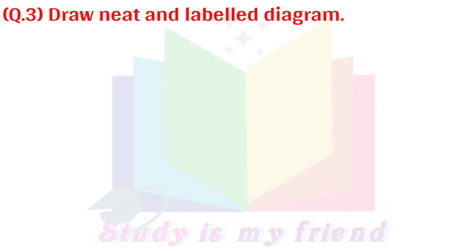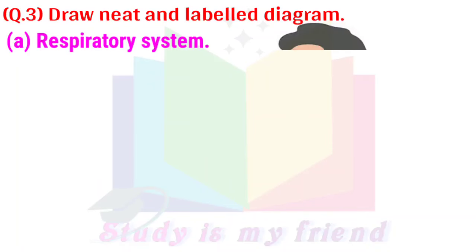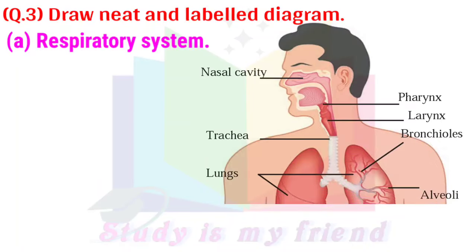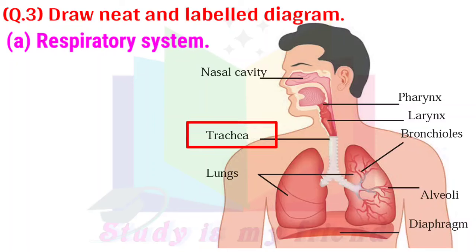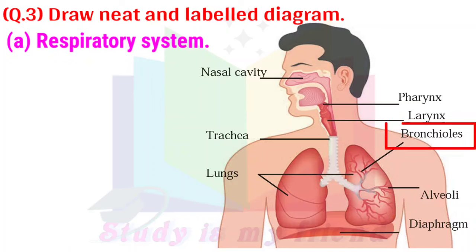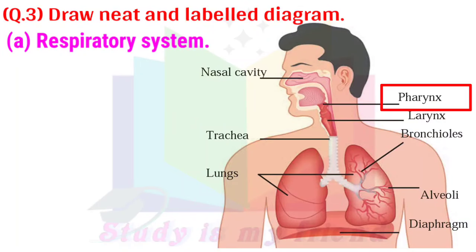Question 3. Draw neat and labeled diagram. A. Respiratory system: nasal cavity, trachea, lungs, diaphragm, alveoli, bronchioles, larynx, pharynx.